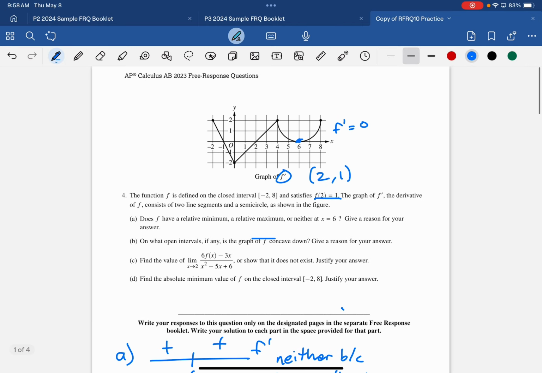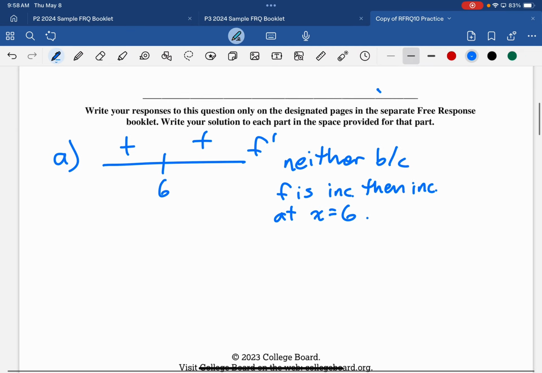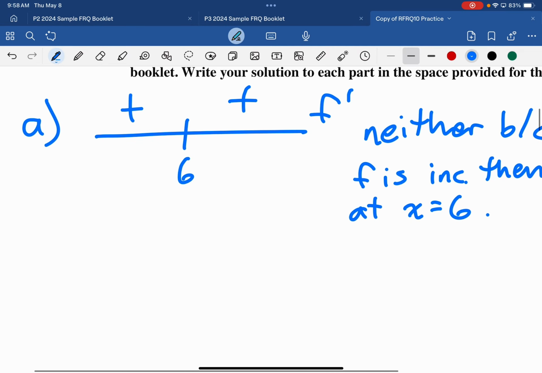Okay. B. On what open intervals, if any, is the graph of f concave down? Now, remember, my stews, we're looking at an f prime graph. Okay. And f prime does tell us about concavity. Right? Here, let's write a few things.